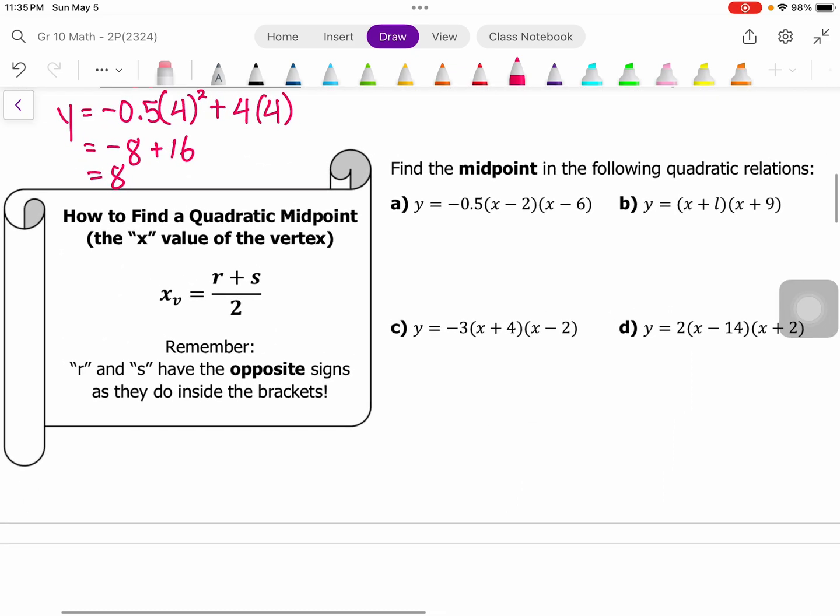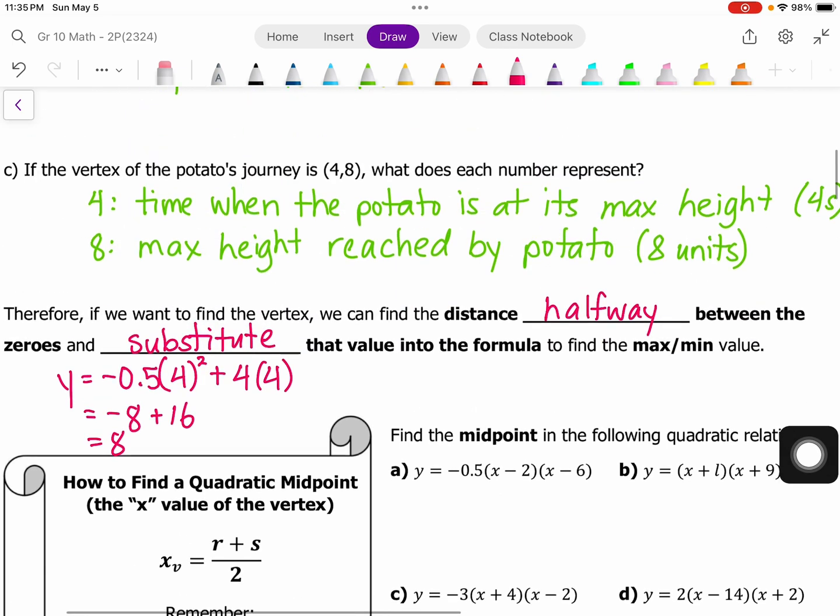How do we find the midpoint or the halfway point, our axis of symmetry essentially, or the x coordinate of our vertex? So we can take our zeros and add them together and then divide the result by 2. So that gives us the x coordinate of our vertex. Now just remember that r and s have opposite signs as they do inside the bracket.